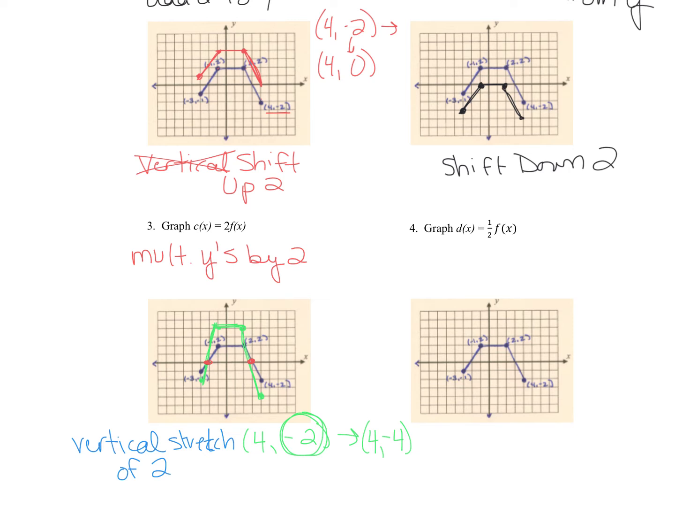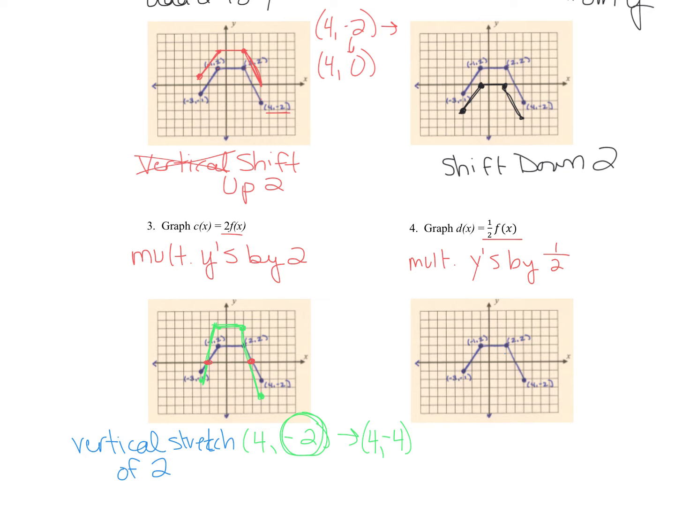This one, it's the same setup, except now we're multiplying by 1/2. So we're going to multiply y's by 1/2. And what that's going to do is it's going to shrink it, right? Shrink it towards the x-axis.